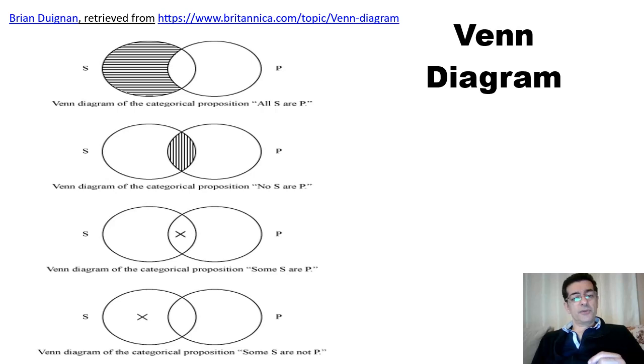Now, let's move to the third picture. Can you mark the area that S and P have in common? Yes, it's marked with X. This is the area where I claims show up. Some S are P. And finally, the last picture is the O claim. Some S are not P. Can you see the X mark? That's where some S are not P.